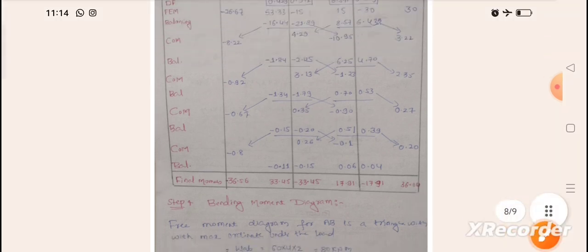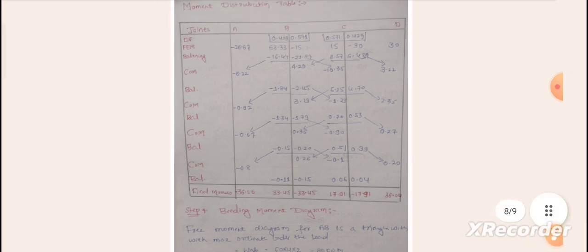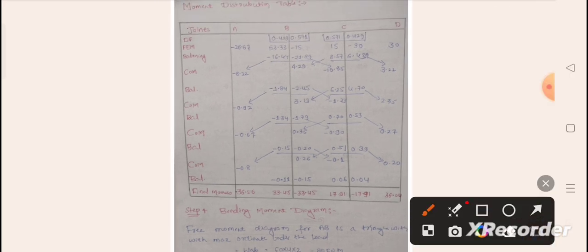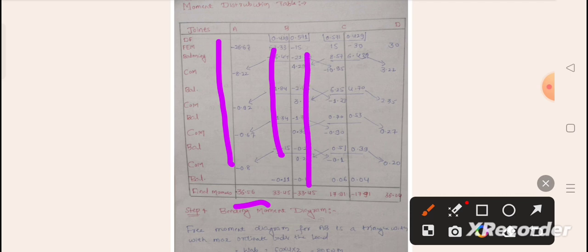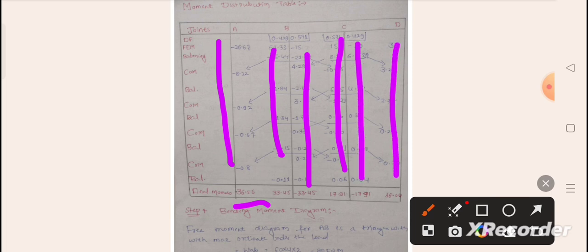Okay, so next, what are we supposed to do? Addition of all this. That will give the MAB. Addition of all this will give the MBA. Addition of all this will give MBC. Addition of all this will give MCB. Addition of all this will give MCD. Addition of all this will give MDC.